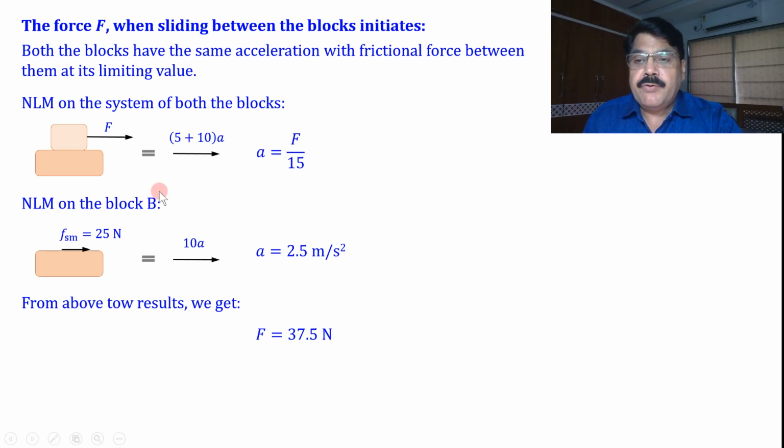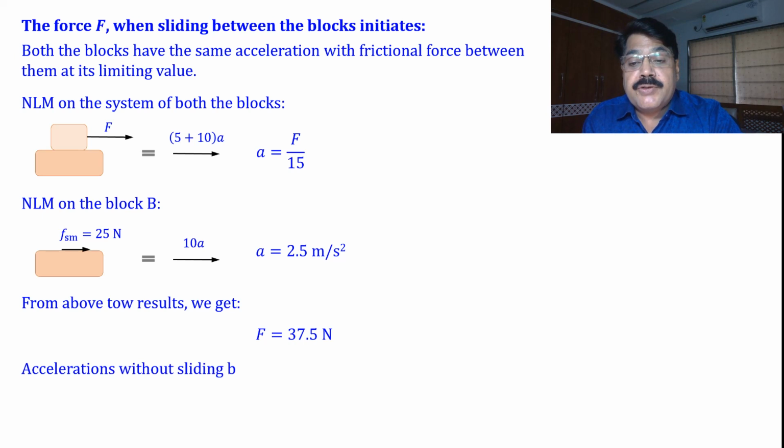So when the applied force F becomes 37.5 Newton, the friction here will reach the limiting value and the sliding between them is about to occur. Now if we increase the force slightly above 37.5 Newton, even by an infinitely small amount, the sliding will initiate, and the accelerations of the blocks will become unequal.